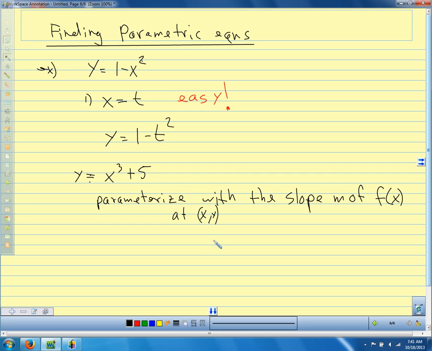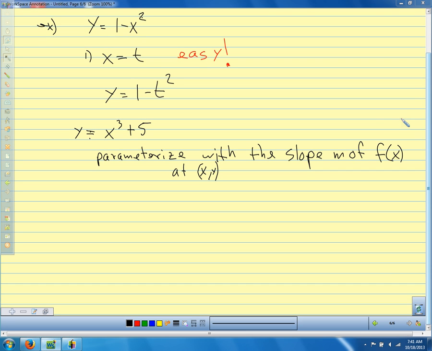At a particular point. So we want to parameterize this with respect to the slope. So how are we going to find the slope? What gives us the slope of this function? The derivative. So m, our slope, is dy/dx. And of this particular function, what's dy/dx? 3x squared. So there's our parameter: m equals 3x squared.